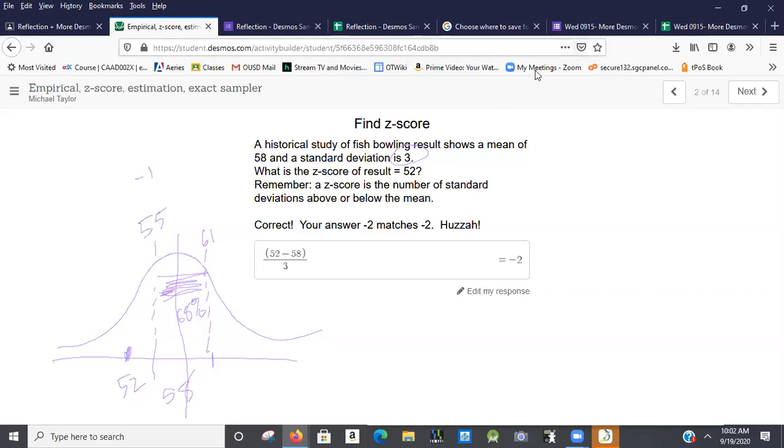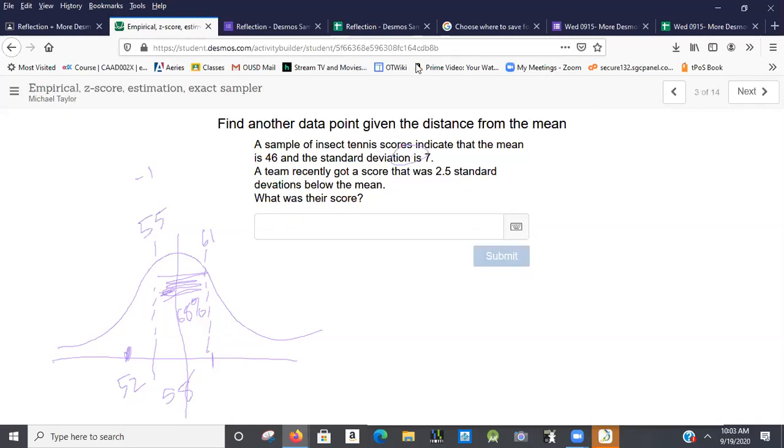Let me go to the next slide and then I'll clear my drawings down here. I'm in my way here. Okay, let me clear those out.